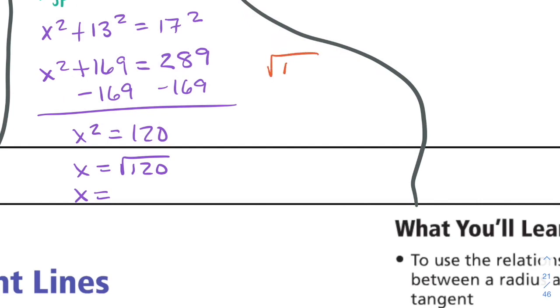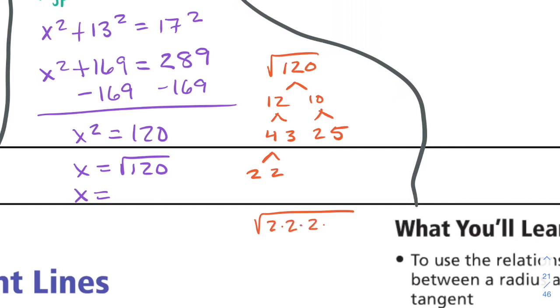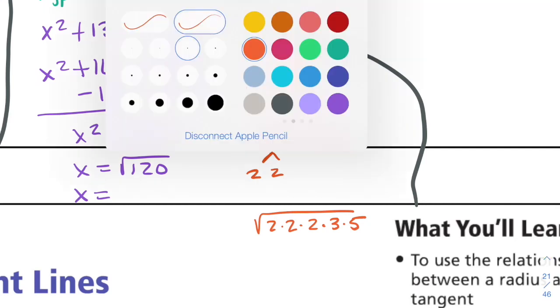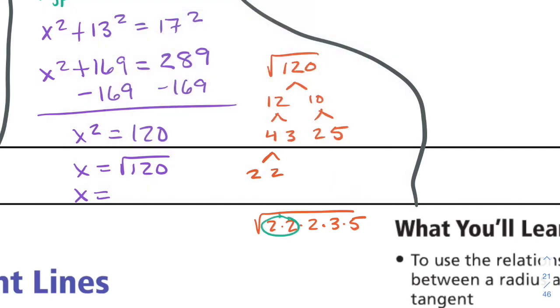Okay, 120. How about 12 and 10? 4 and 3. 2 and 5. 2 and 2. So it's the square root of 2 times 2 times 2 times 3 times 5. Looks like only the 2's can come out. So these are going to come outside. And inside we have 2 times 3 times 5, which is 30.